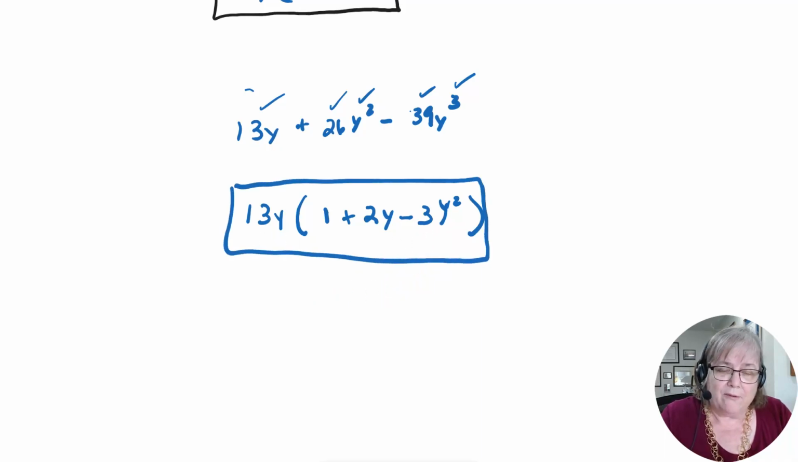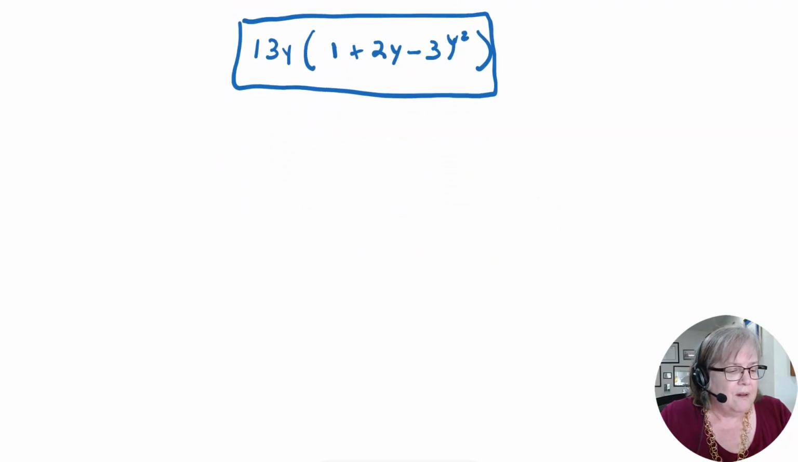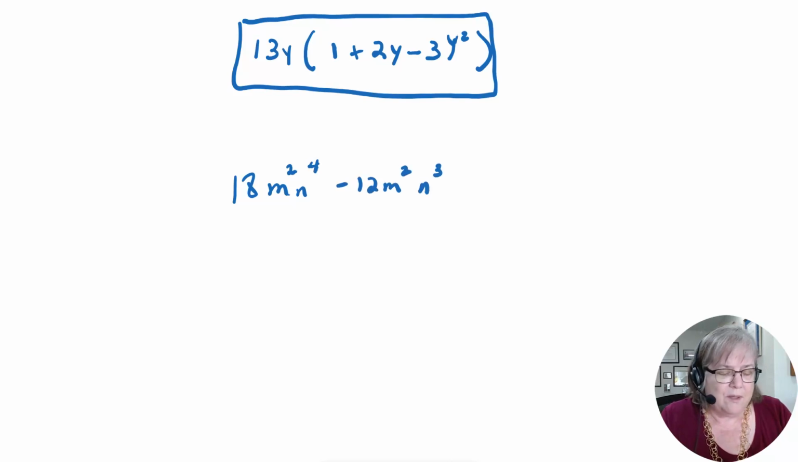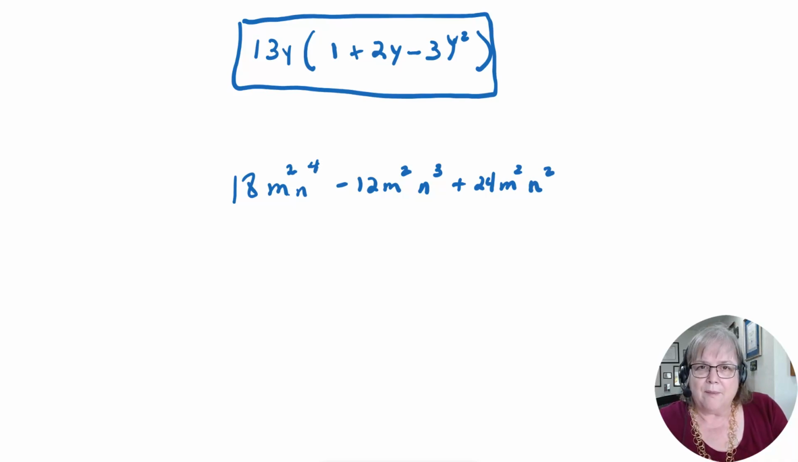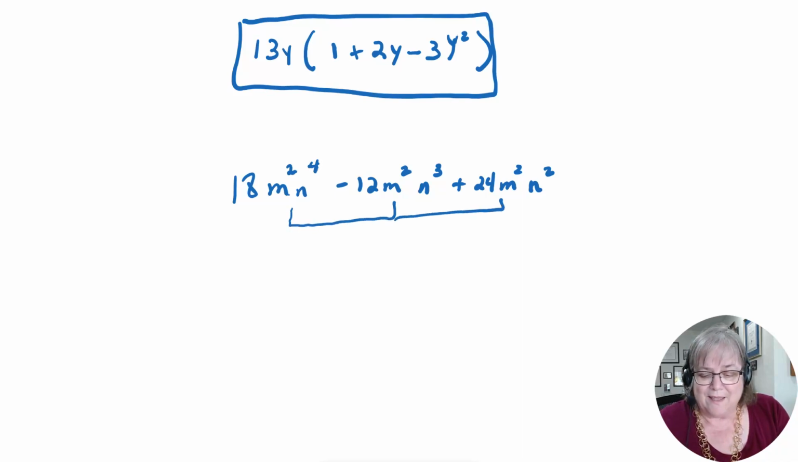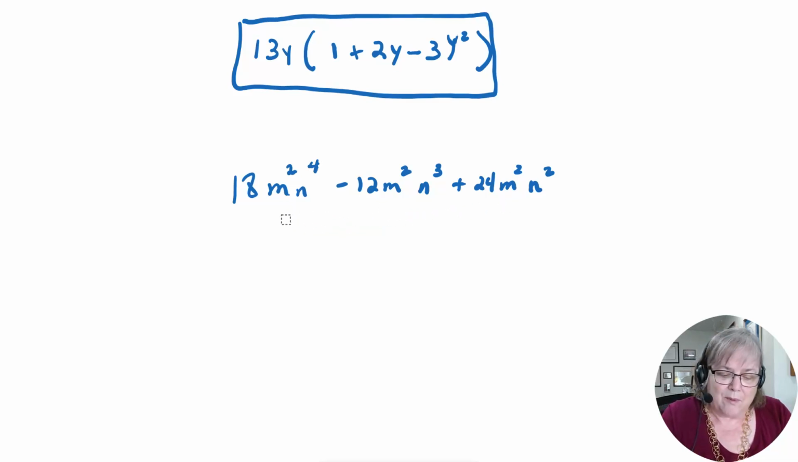So the greatest common factor is 13y. Right, how about 18m squared n to the 4th minus 12m squared n cubed plus 24m squared n squared. Now, even though they all have m's and n's in there, they're all different powers, right? And so these m's and n's do not match, so they're not like terms, so you cannot add and subtract them together and come up with a term.